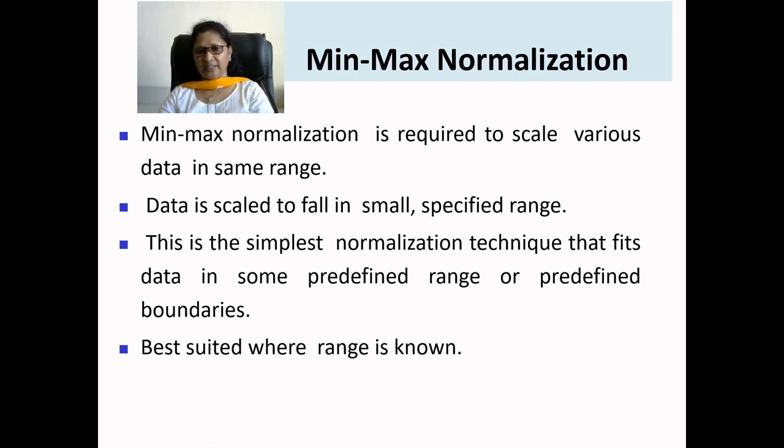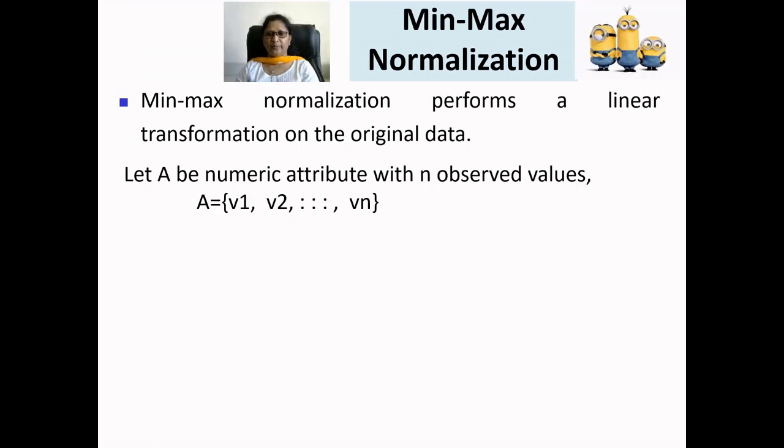And it is said that this is the best suitable range which is known. So MinMax normalization performs linear transformation on original data. In MinMax normalization, we have some original data, so we have an earlier range. That is, we have the minimum of the earlier values and the maximum of the earlier values. And we use it with the help of new max and min to compute new values.